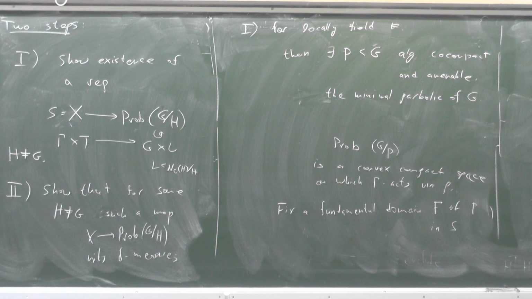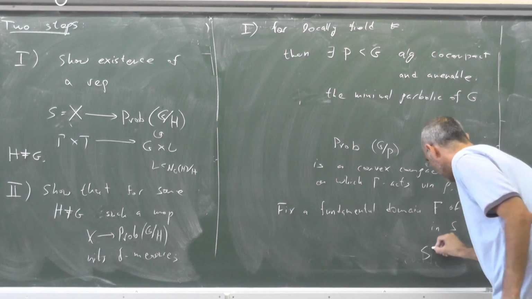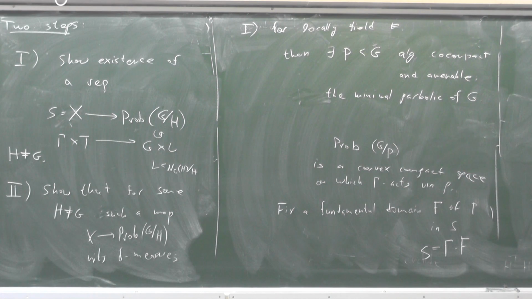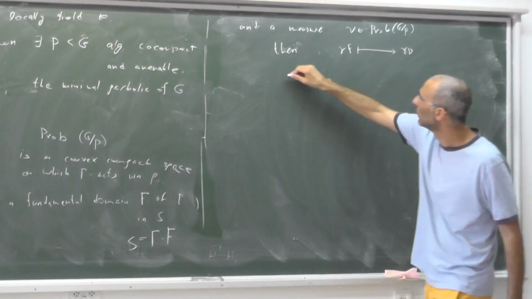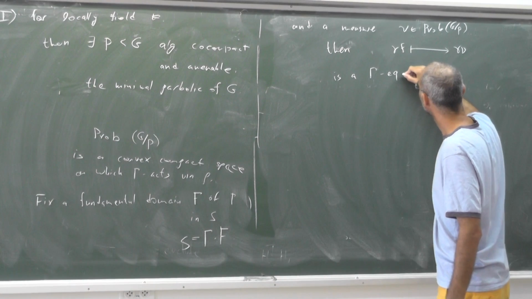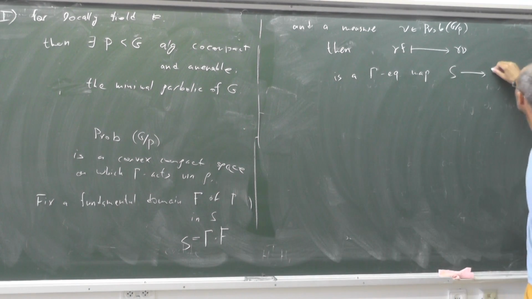The fact that there exists, ignore T, only the fact that there exists a gamma map from S to that compact space is almost a triviality. So S is gamma times F, and a measure, whatever, nu, just pick a measure in optimal, and define the map to take gamma F to gamma nu. This is a gamma equivariant map from S to optimal.